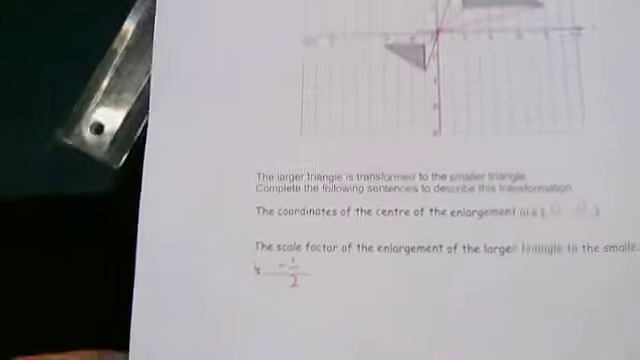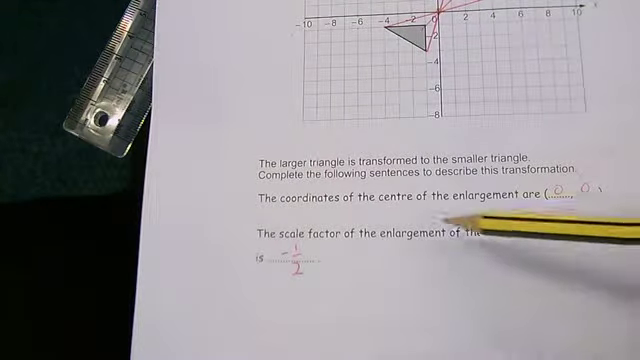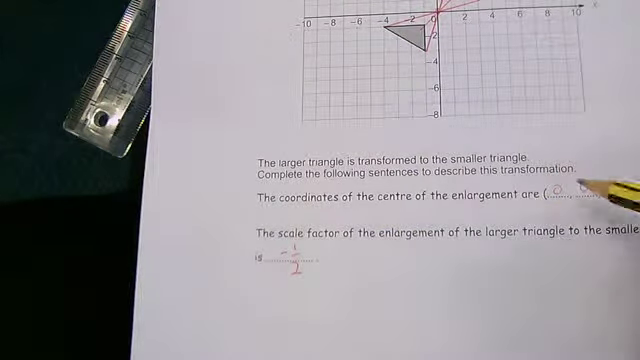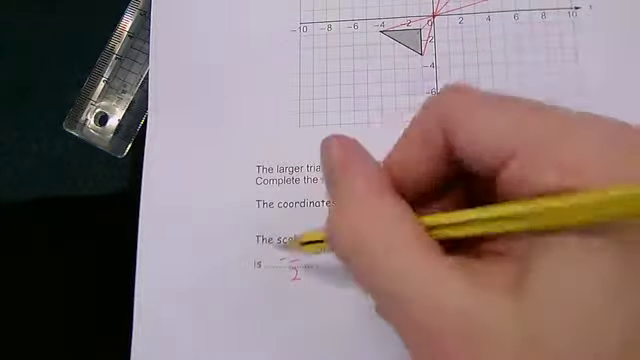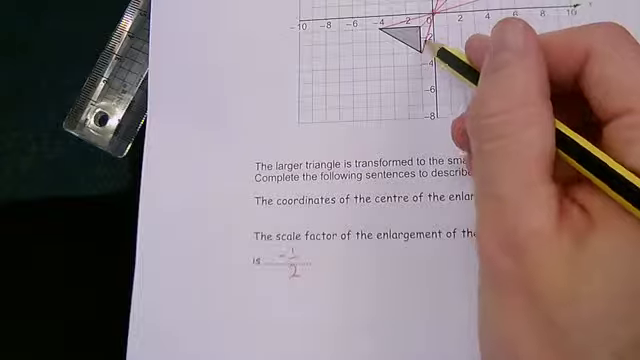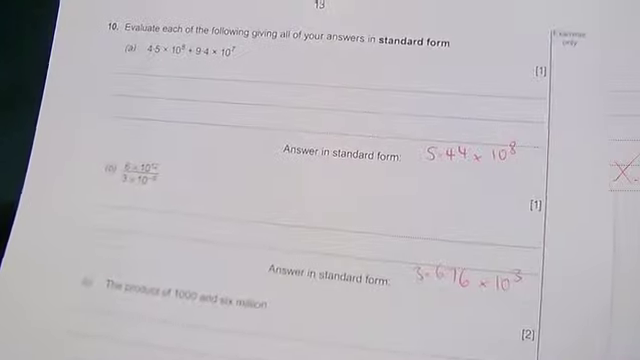It's the origin. And the enlargement, because it went backwards on itself, it said the scale factor of the larger triangle to the smaller triangle. So I was there and I went here, so I actually went the opposite way. So that told me it was minus, and it went half as big. Okay? I'd not expecting that to come up. I don't think negatives would come up. In standard form, pretty straightforward. I'll just show the answers there.